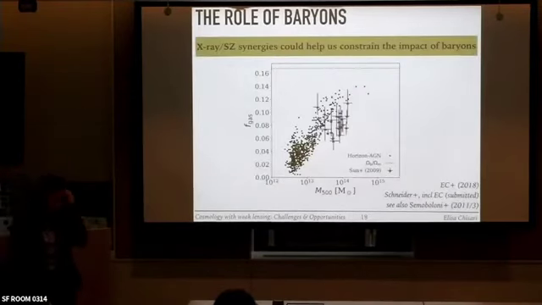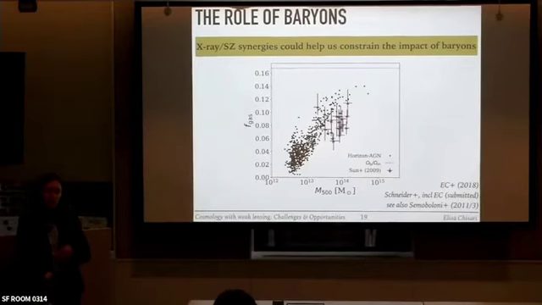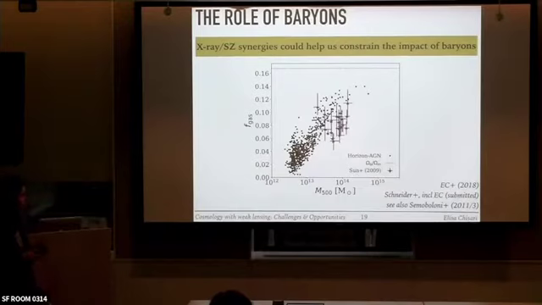So how do we make progress on solving this problem? Well, I think there are many opportunities here because there are already observations that we're not taking into account when we look at the results of our simulations that we can compare to gauge which one or how much AGN feedback we should have in the universe.